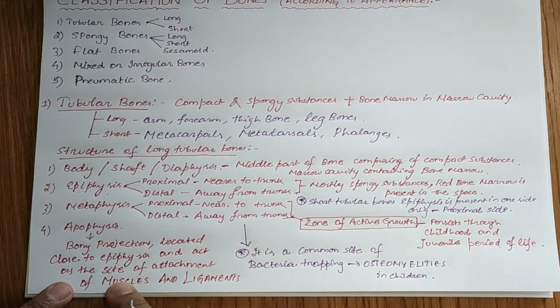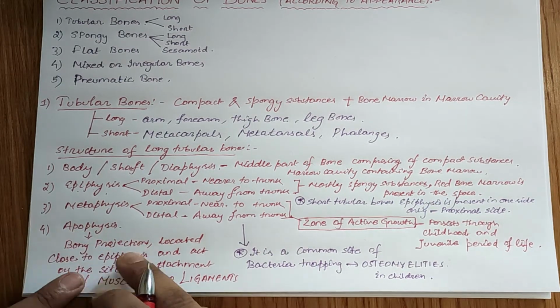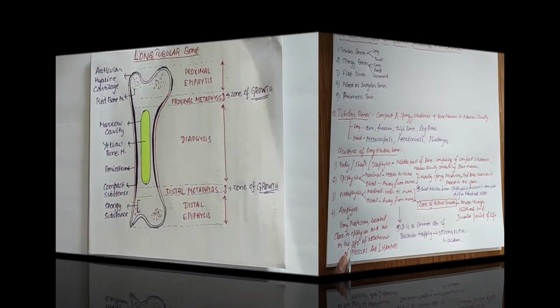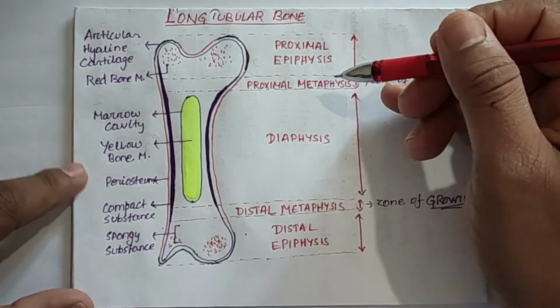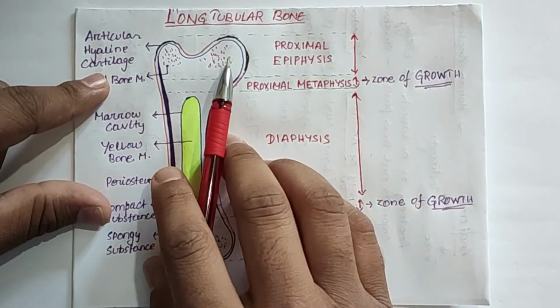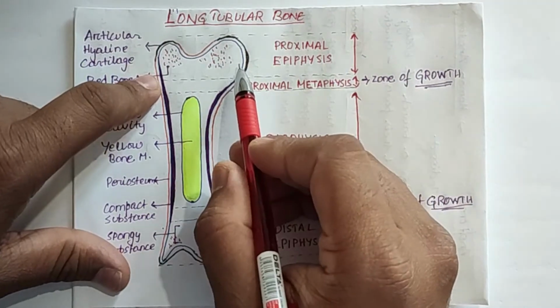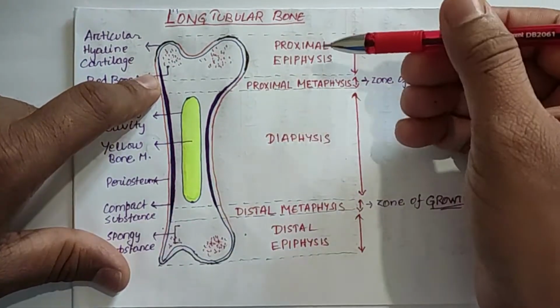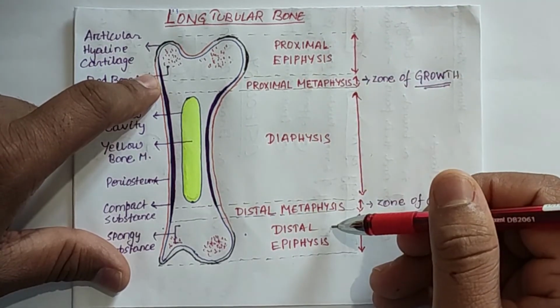For attachment of muscles and ligaments, it acts as bony projections. So guys, this is the structure of a long tubular bone. It has a proximal epiphysis. The proximal epiphysis is the end of the bone in which the articulations take place. So proximal epiphysis and distal epiphysis are nearer to the trunk and away from the trunk.